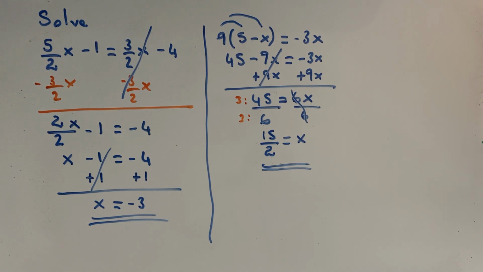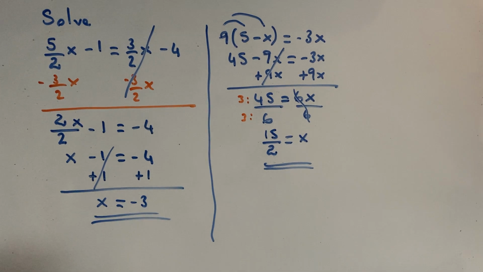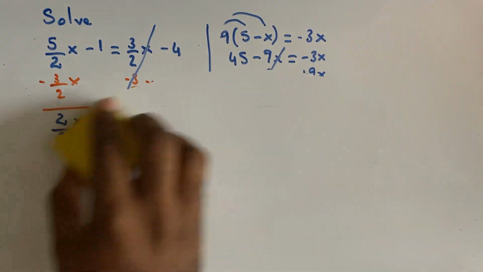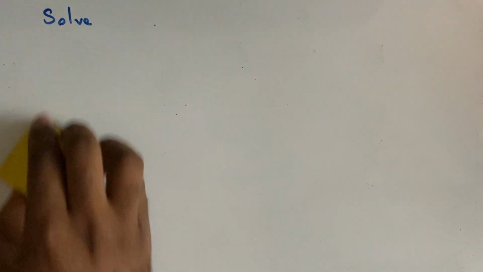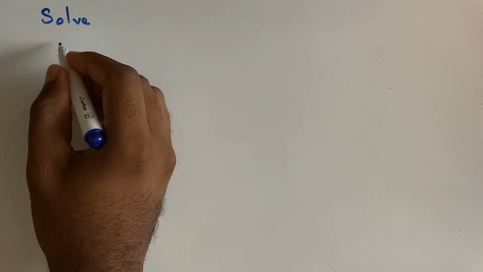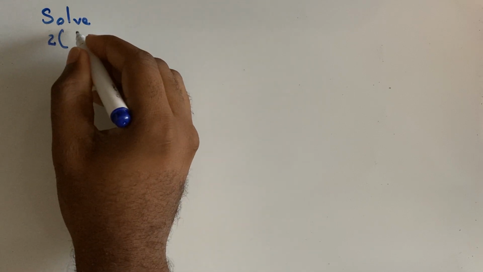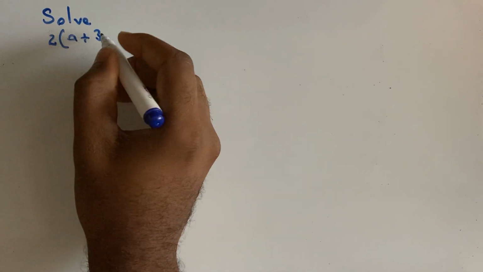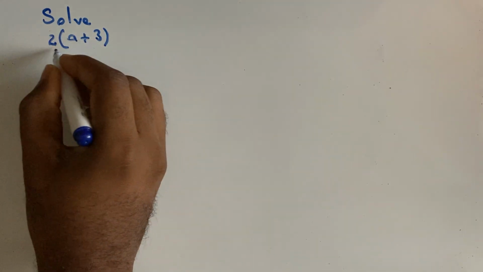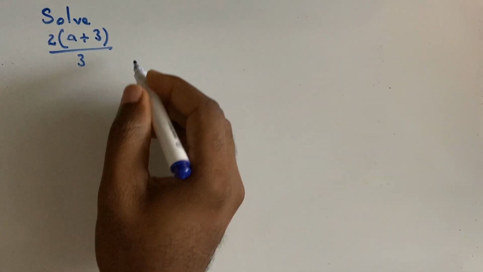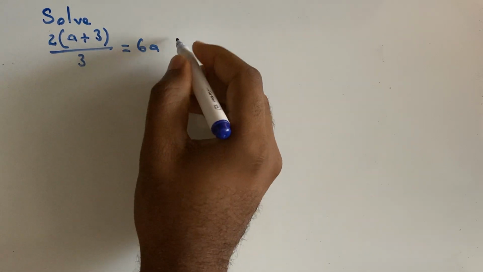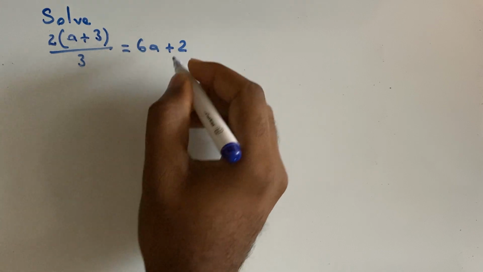All right? So now let's see if we can get another one, a different one here. Let's try the last one here. I want to show you. So this is just solving basic equations, linear equations in one variable. So now, let's say we had to solve this one here: 2 times (a plus 3) divided by 3 equals 6a plus 2.